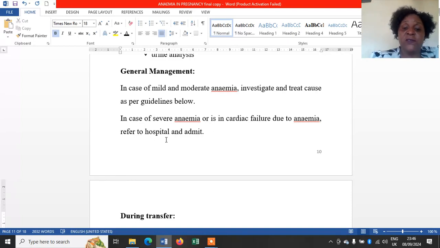And in case of severe anemia or in cardiac failure due to anemia, this mother should be referred to hospital for admission. So what does it mean? Mild to moderate anemia can be managed at home. This mother can be managed and then sent back home and then followed up specifically in a few weeks. But when you have a mother with severe anemia in cardiac failure, this mother should be referred to hospital for admission.